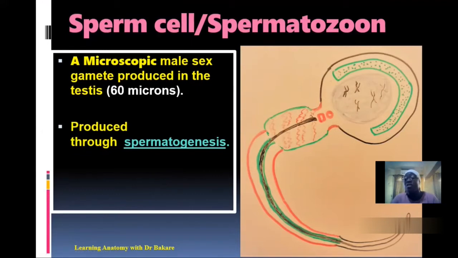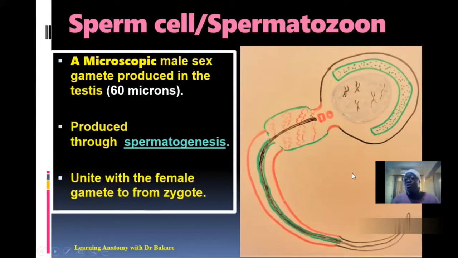And this, of course, is under the influence of hormones, and it undergoes structural changes from one form to the other before we finally arrive at the mature sperm cell that is referred to as the spermatozoon. This sperm cell unites with the female gamete, known as the oocyte or the ovum, to form the zygote. We've done a lecture on the process of fertilization. You can go and check the structural basis behind fertilization in our previous lecture to upgrade our knowledge.